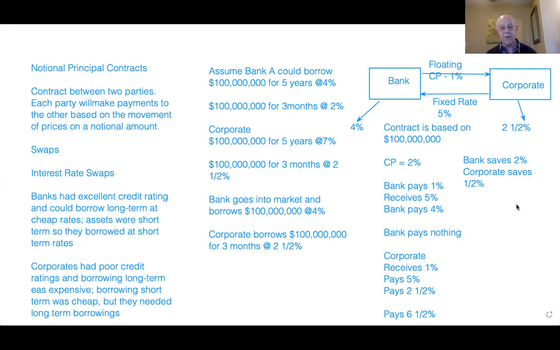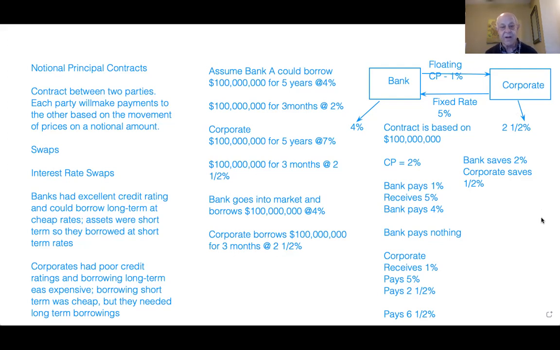But the $100 million never changes hands between the corporation and the bank. And that's why it's called, again, a notional principal contract. The $100 million is a notional amount. There's no $100 million going back and forth between the corporation and the bank. The only thing that's going back and forth are the annual interest payments based on $100 million.